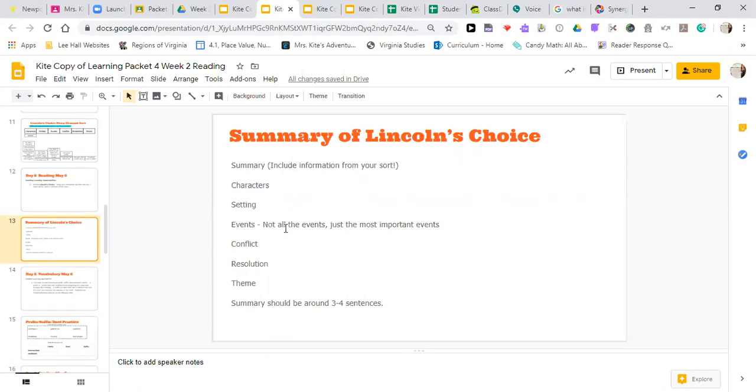Something important about this is there are a lot of events in your sort. About 14 is what we counted when we were doing our help sessions live. So make sure you just include the most important events. Which events are most important to the story? The conflict needs to be in there, the resolution and the theme. Your summary should be around 3 to 4 sentences. Since you only have 3 to 4 sentences, you should not include all of the events. So make sure that each one of these from your sort is in your summary.